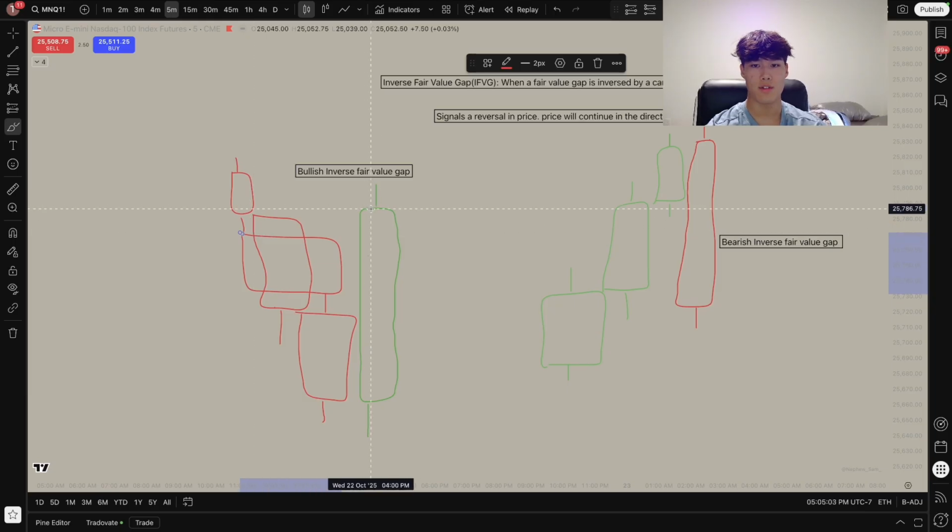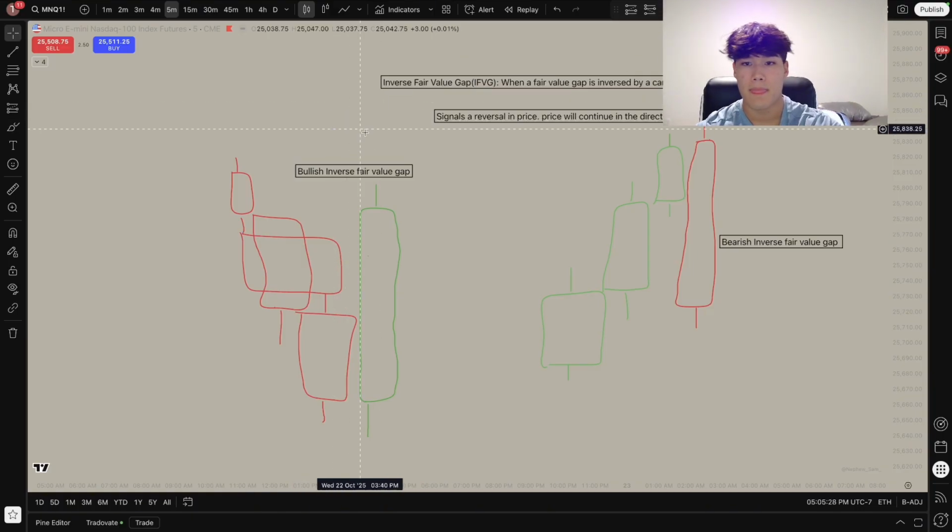Now, this candle close, remember, in a bullish candle, the closure is at the top of the body. This candle closure has to be above the fair value gap. So if the candle closes down here, that's not an inverse fair value gap because it doesn't close above the fair value gap. Closed up here, it is an inverse fair value gap. So price should continue going up.